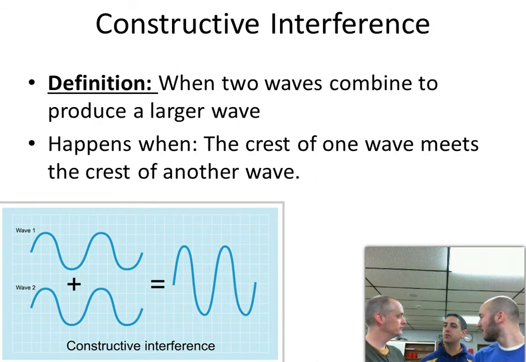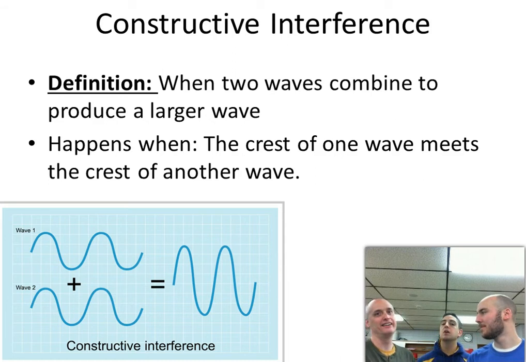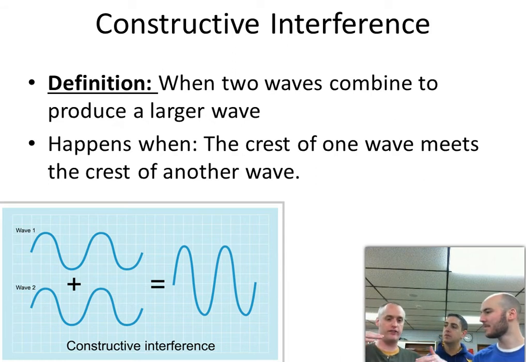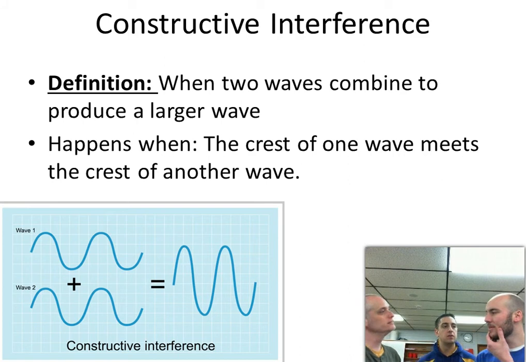So in the end, what happens to the wave then? It's bigger. It happens when the crest of one meets the crest of another, the trough of one meets the trough of another. It's when they sync up perfectly, they work together, they cooperate, they construct something larger. That's constructive interference. Oh, so like you add the amplitudes together? Yeah, you add the amplitudes together.